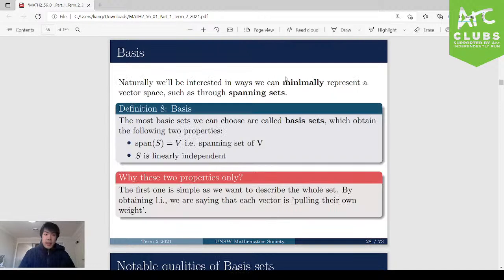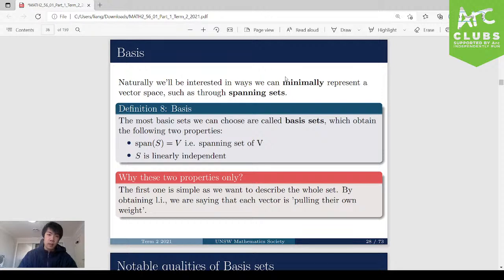The next thing to have a look at is basis. Naturally, when we look at spanning sets, right, we want to look for the minimal spanning set. Okay? And the way we define this is it must follow two properties. Firstly, that this set S spans the entirety of the vector space you're looking at. And secondly, every element in this S is linearly independent.